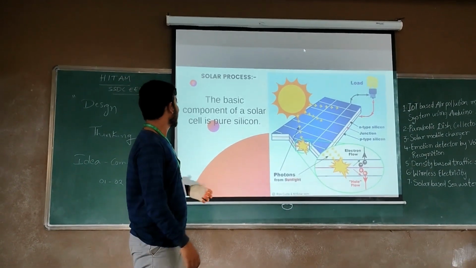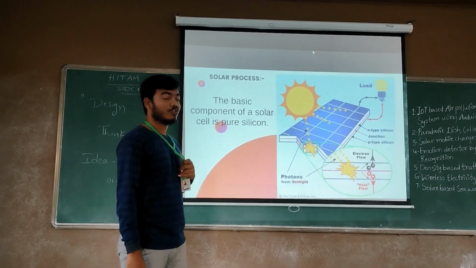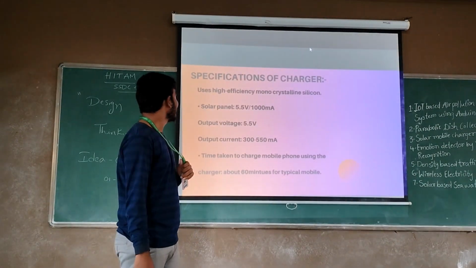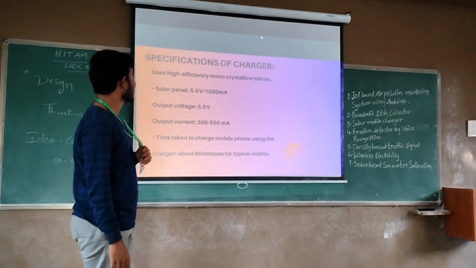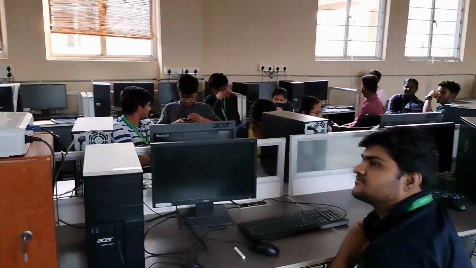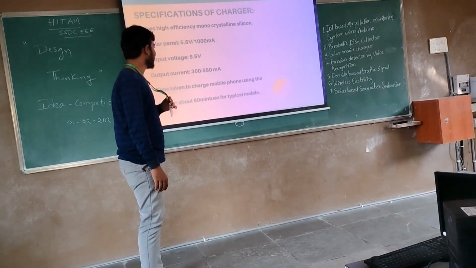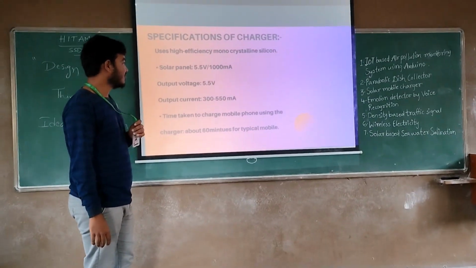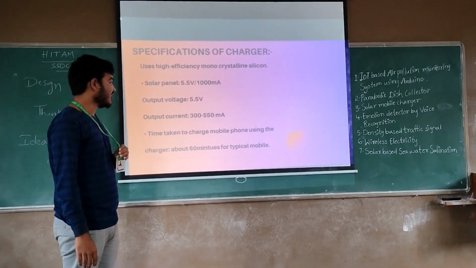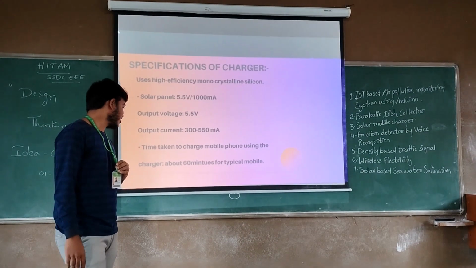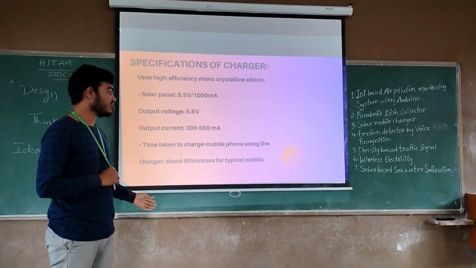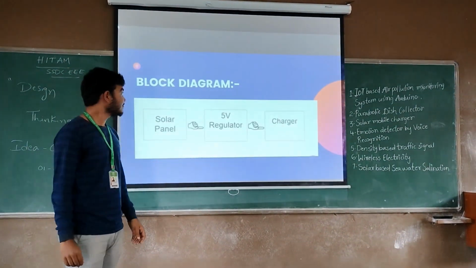Solar process. The basic component of a solar cell is pure silicon. Specifications of charger: use high efficiency monocrystalline silicon. Solar panel is 5.5 volts and 1000 mA. Output voltage is 5.5 volts. Output current is 300 to 550 mA. Time taken to charge a mobile phone using the charger is about 60 minutes for a typical mobile.